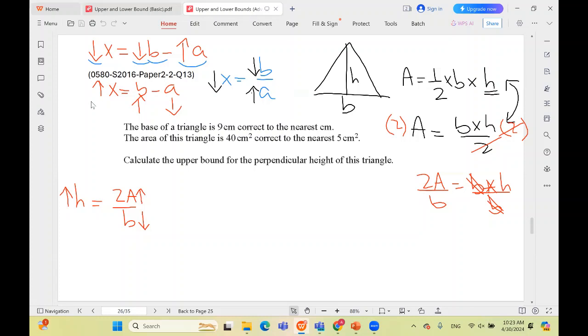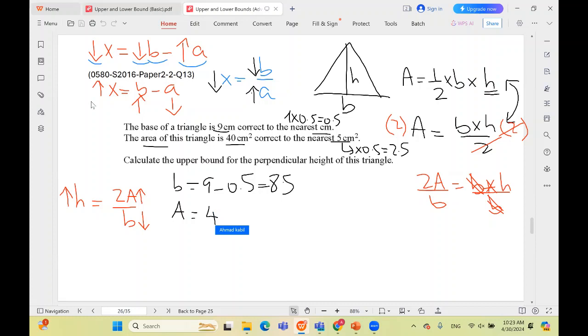Now let's look at the levels of accuracy. So the b is 9, correct to the nearest 1 centimeter. So 1 times half equals half. For b, we are trying to minimize, so b equals 9 minus half. This is 8.5. For the area, it's 40, correct to the nearest 5. So we multiply this by half, we get 2.5. And the area will be 40 plus 2.5 because we're maximizing the area.